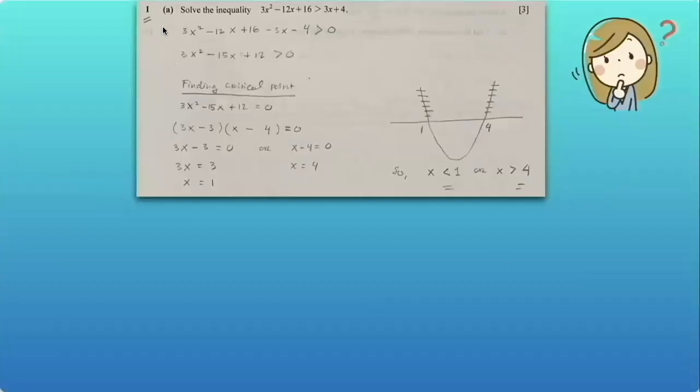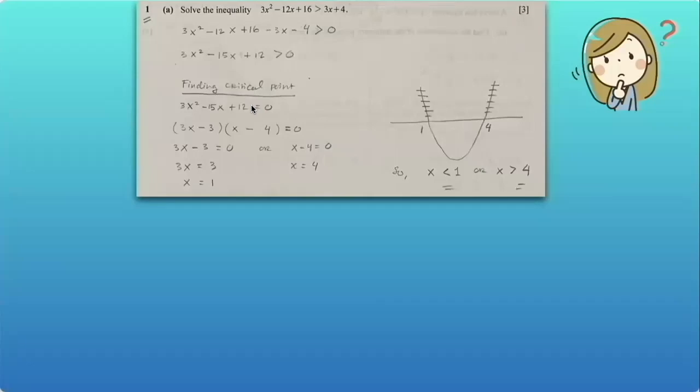Number 1. Here we are asked to solve the given inequality. Solve means find the unknown variables, in this case, x. So what we can do, we can group all of the terms on one side and leave 0 on the other side. And we end up with this quadratic expression.